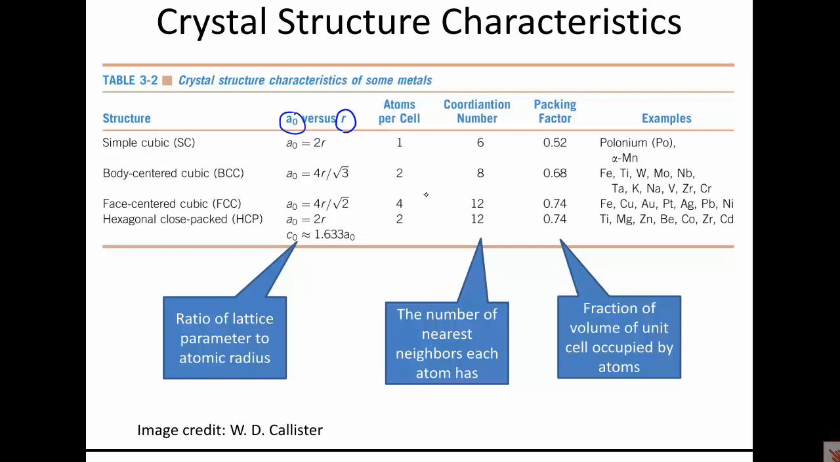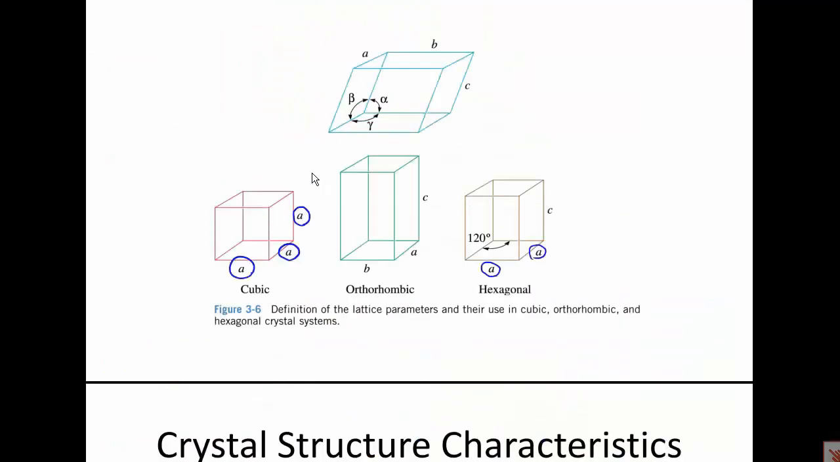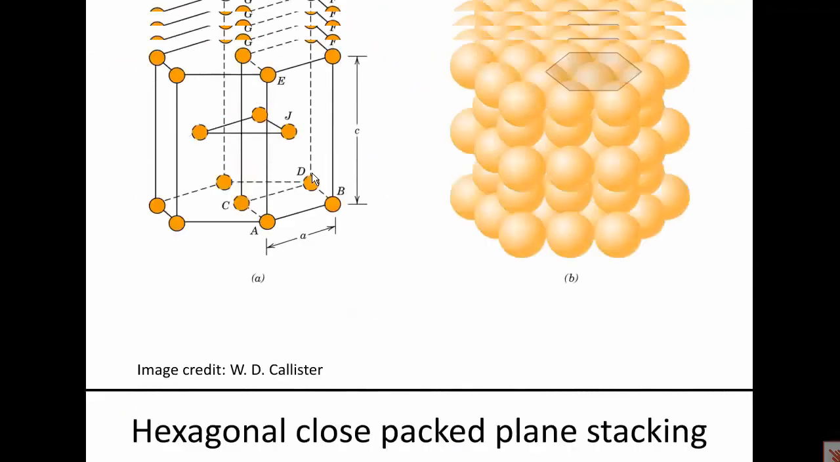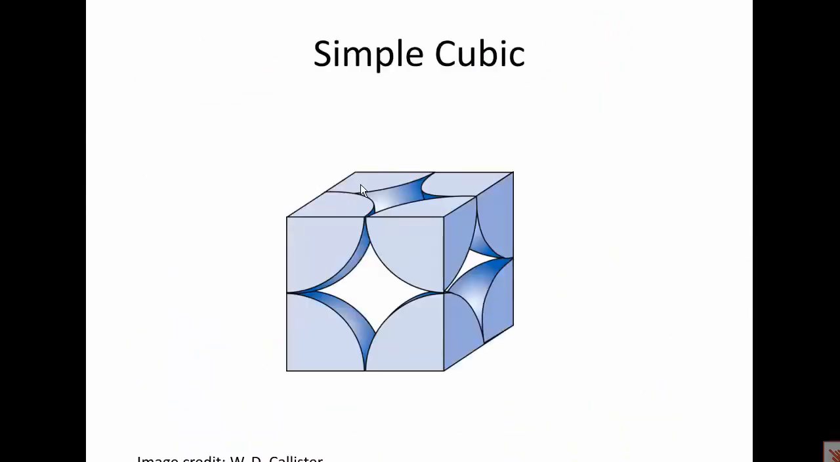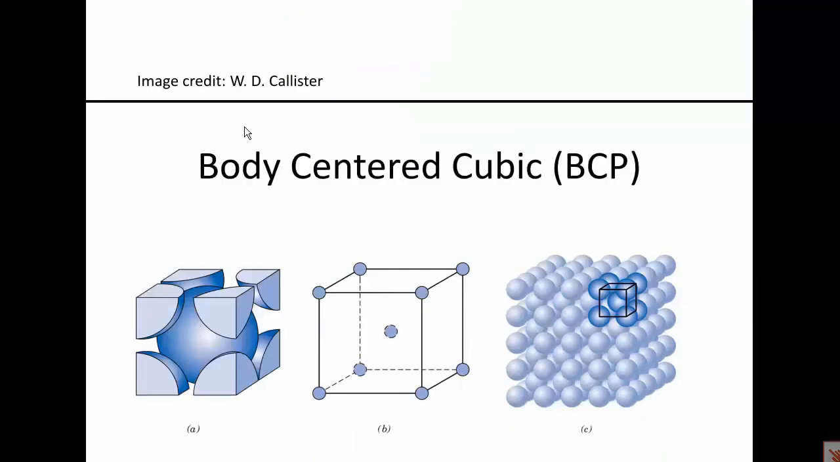Another important characteristic is the number of atoms per unit cell. In a simple cubic, the number of atoms per unit cell is 1, because each corner has 1/8 of a full sphere. Adding up the 8 corners gives us 1 atom per unit cell.